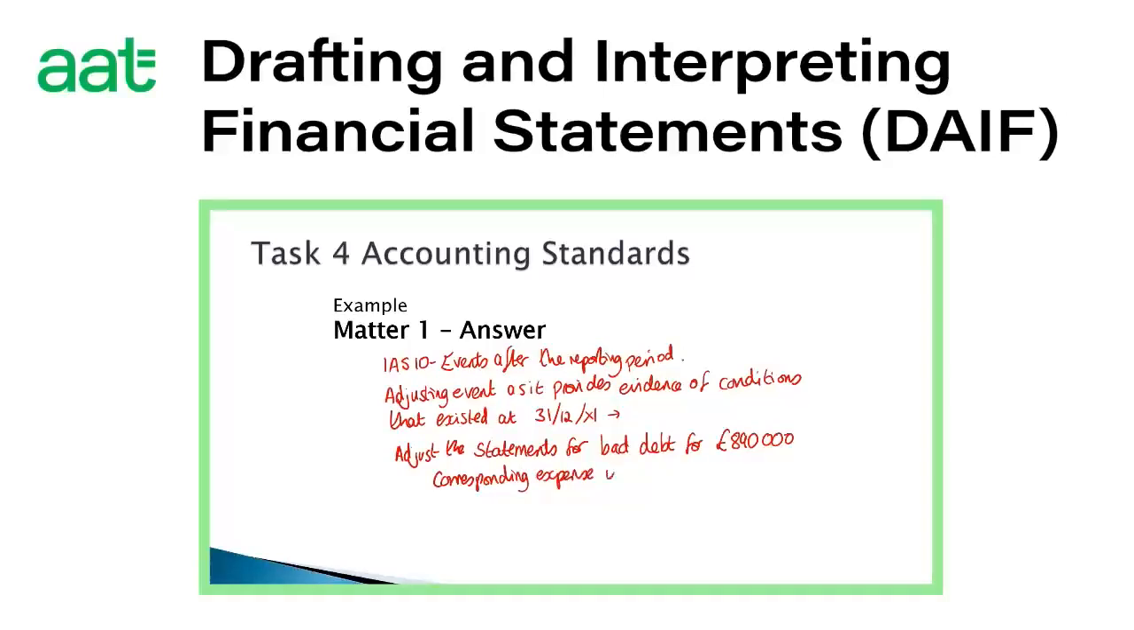in your statements of profit or loss, which I'm just going to abbreviate. So statements of profit or loss. So we need to adjust for that in the statements of financial position. We don't want to show that we've got that asset, and we've got a corresponding expense in the statements of profit and loss. So three marks. So I think we probably gain all of them there.